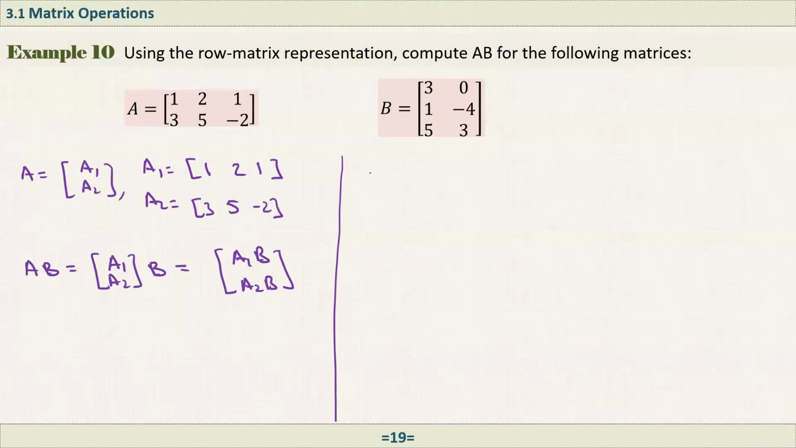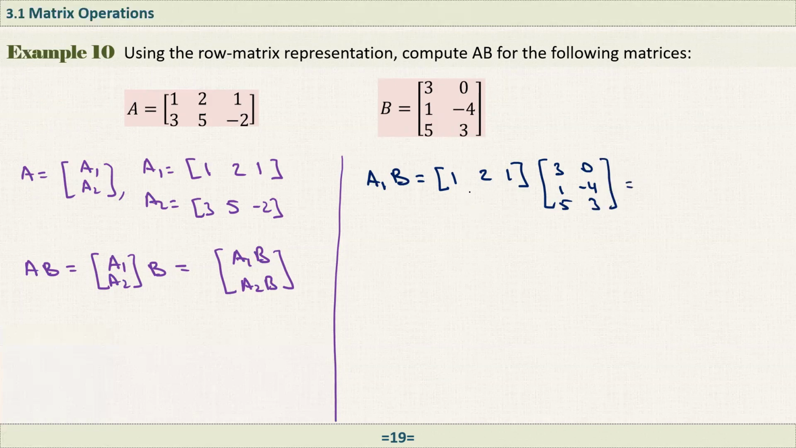Let's just do them here. So A1 times B. A1 is a row vector whose elements are 1, 2, 1. And B is our matrix here, that is 3, 0, 1, negative 4, 1, negative 4, and here we have 5, 3.